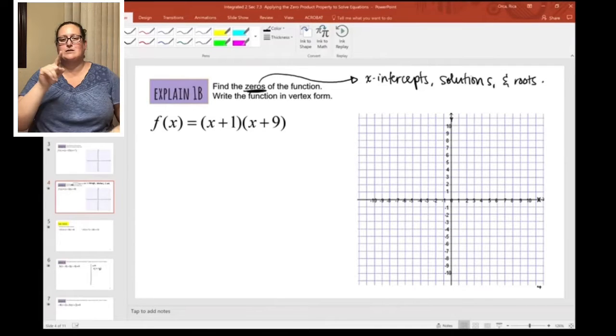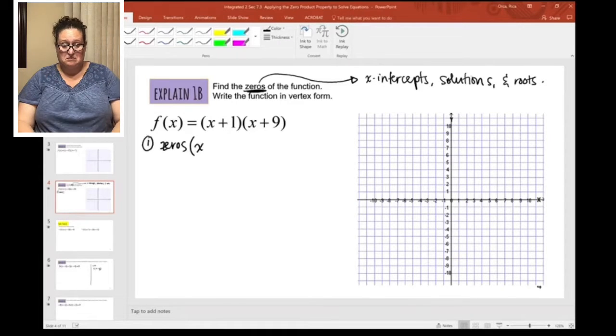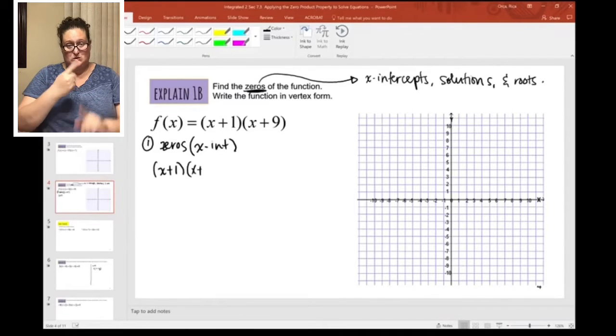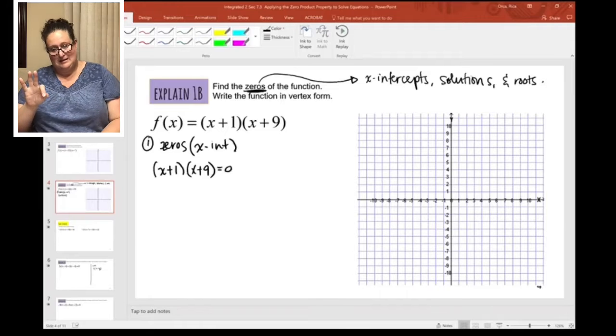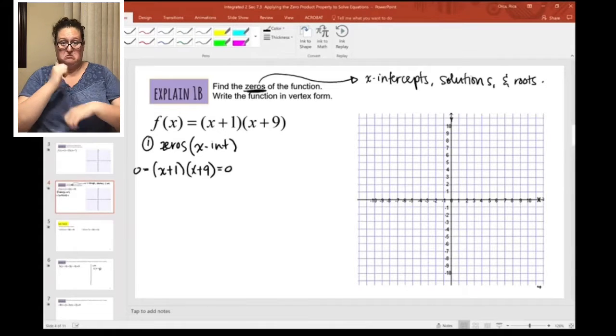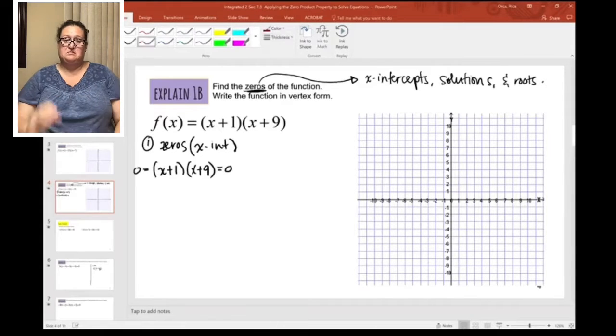To find the zeros, you're just going to take these factors and set them equal to 0. Zeros, also known as x-intercepts. So once again, I'm taking x plus 1 and x plus 9, and I'm just going to set each factor equal to 0. Now I'm going to solve each equation.